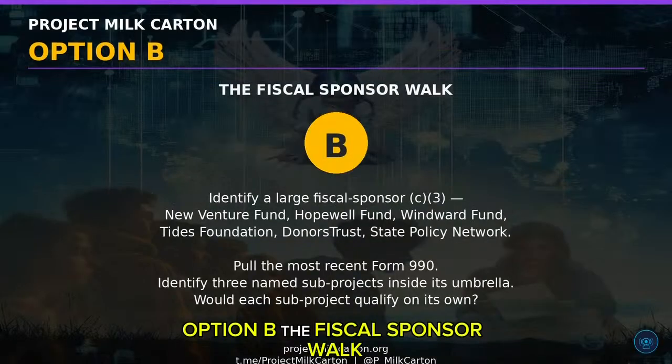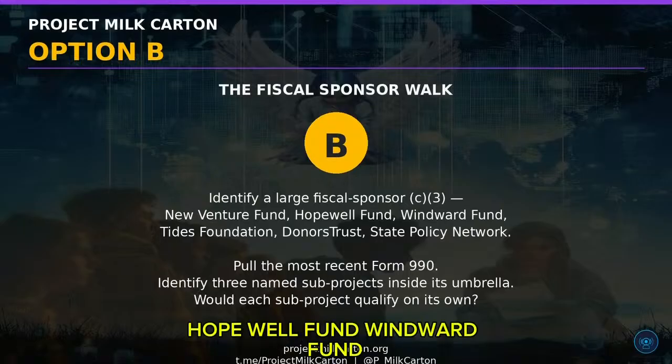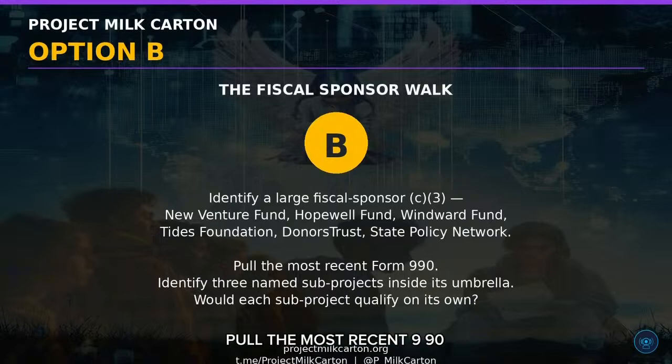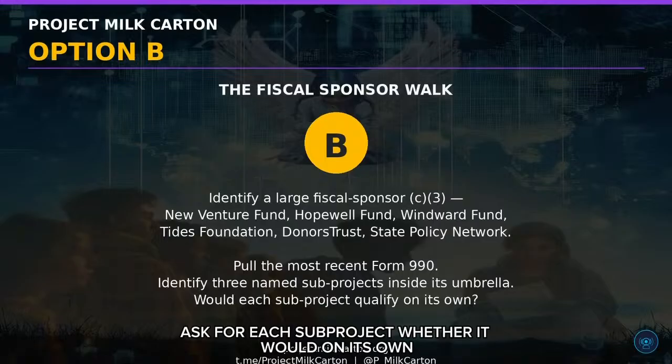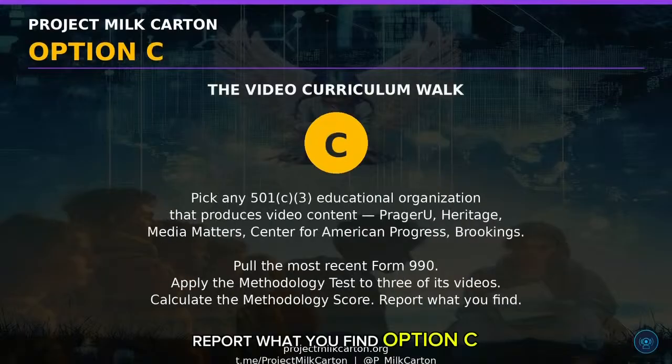Option B. The fiscal sponsor walk. Identify a large fiscal sponsor C3: New Venture Fund, Hopewell Fund, Windward Fund, Tides Foundation, Donors Trust, State Policy Network. Pull the most recent 990. Identify 3 named subprojects inside the umbrella. Ask for each subproject whether it would, on its own, qualify for educational classification. Report what you find.